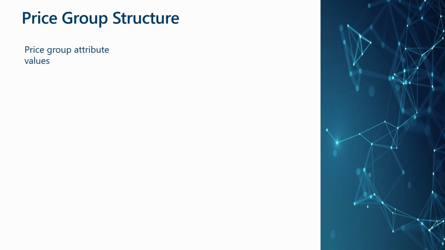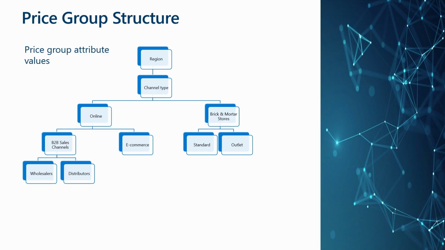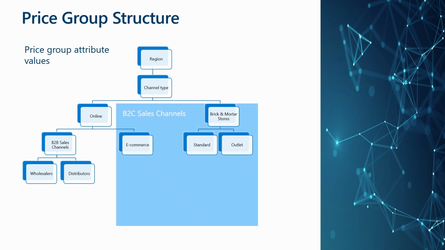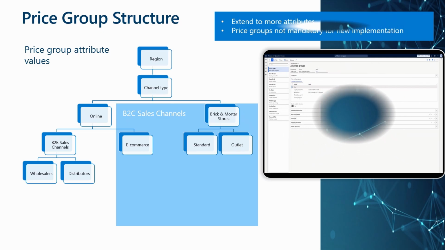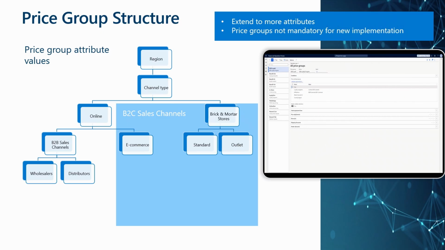Let's review this example of price group structure in commerce organizational hierarchy. In this chart, we see that we have different types of channels that drive sales across regions, like B2B sales channels and B2C sales channels. Price groups are flexible to extend to more attributes, and they make it easy to tailor pricing strategies based on the operational costs of different platforms like online store, physical locations, or mobile apps.